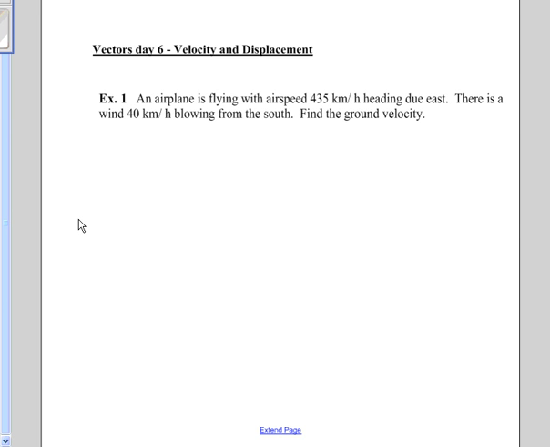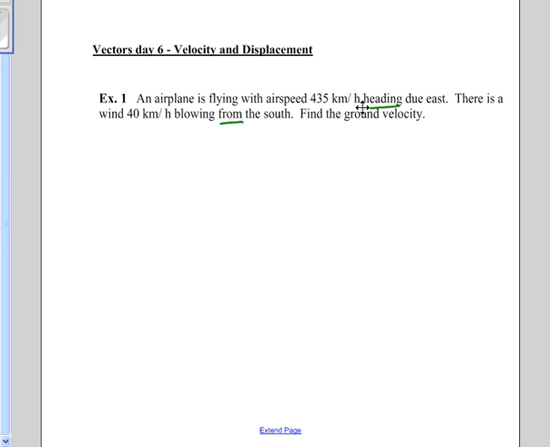An airplane is flying with an airspeed of 435 kilometers per hour heading due east. That doesn't mean that's where he goes, that's where he's headed the plane. There is a wind 40 kilometers per hour blowing from the south. Find the ground velocity, or what it would look like to us looking up at the plane from the ground.